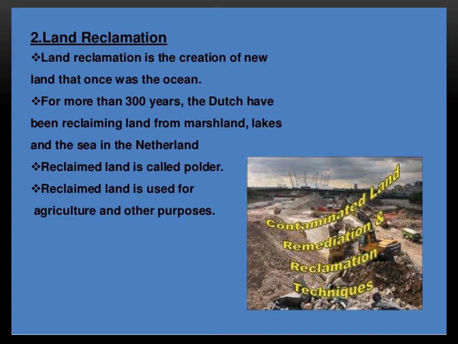Another way to increase the supply of land is land reclamation. Land reclamation is the creation of new land that was once the ocean or any other water body. For more than 300 years, the Dutch have been reclaiming land from marshlands, lakes, and the sea in the Netherlands. The land is used for agriculture and other purposes. The method uses dikes, which are raised embankments, like small walls or boundaries, to keep the water out during and after the land has been reclaimed.